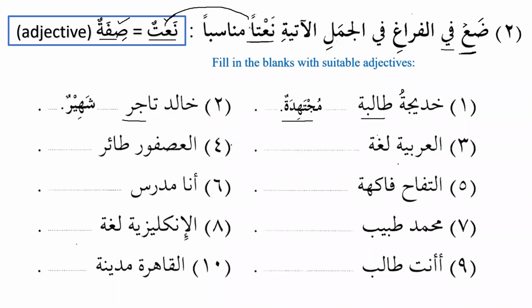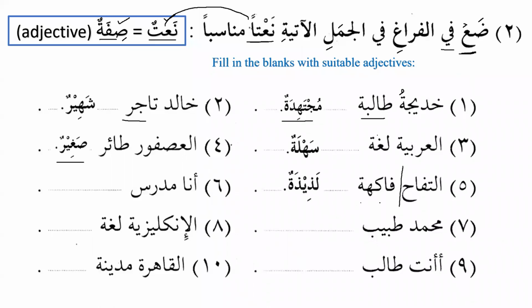Excellent. Al-Arabiyatu lughatun. What do you say about the Arabic language? Sahlatun, excellent. So we say Al-Arabiyatu lughatun sahlatun. Arabic is an easy language. Al-Asfuru ta'irun. Sparrow, ta'irun. We can say Jamilun, Saghirun. Sparrow is a beautiful bird, and we can also say it is a small bird. Ta'irun, Saghirun. At-tufahu fakihatun ladhidatun. Excellent. The apple is a tasty fruit.